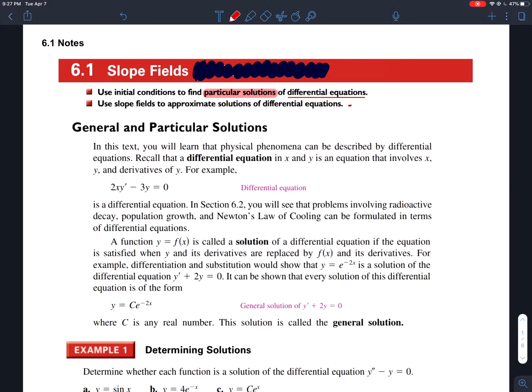And these approximations, it's important to understand that our focus here is on graphing solutions. We're not actually going to have a solution that is an algebraic function or formula. We are going to be graphing.